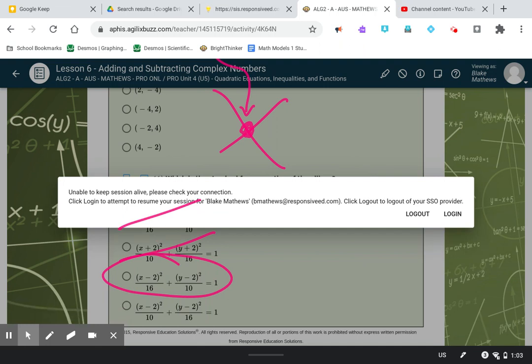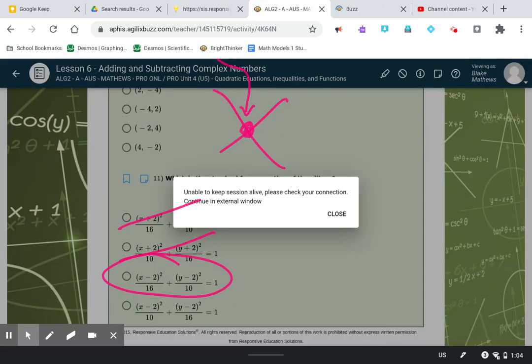Not sure what's going on there, but I'm having a little issue here with the internet. But everything else we've already gone over, so you guys should be good to go for lesson 6.